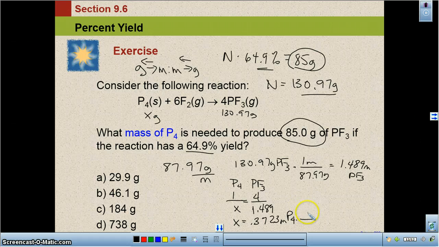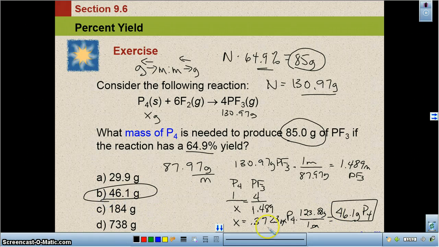The mass of P4 is 123.88 grams for 1 mole. My moles cancel. So I multiply 0.3723 times 123.88, and my answer is 46.1 grams of P4, which you notice is letter B. So that's the last example that we're going to do. You need to practice, and if you have any questions, just let me know.